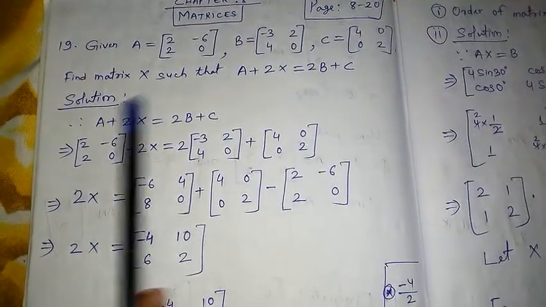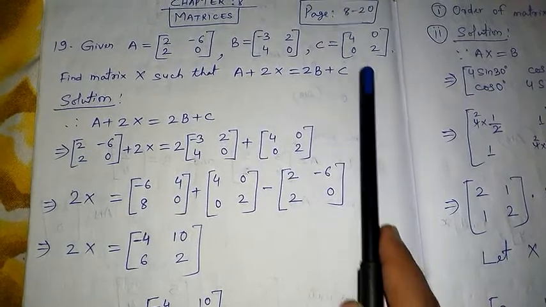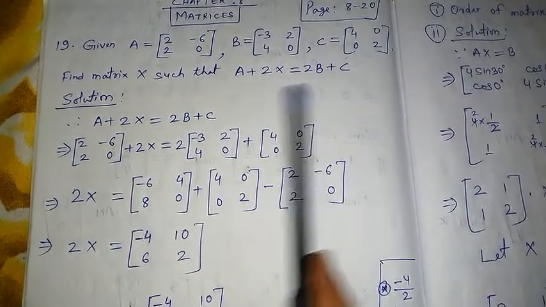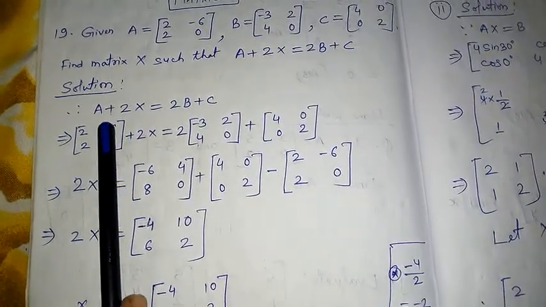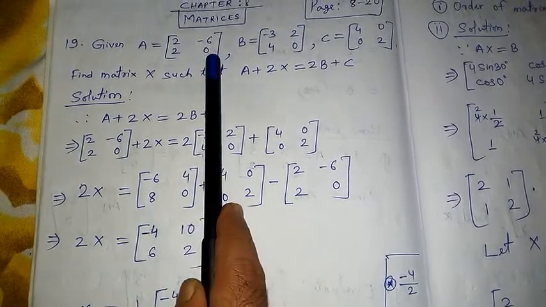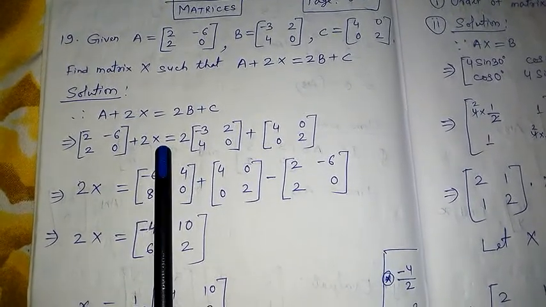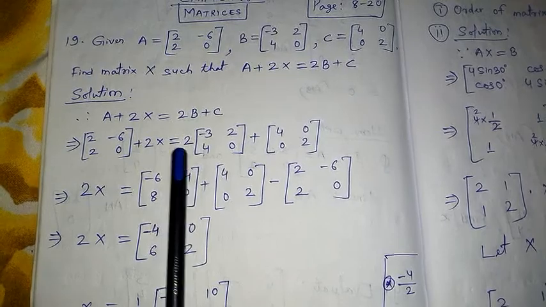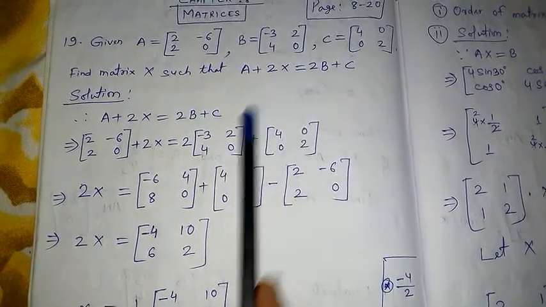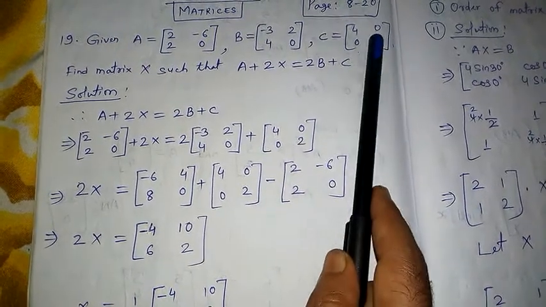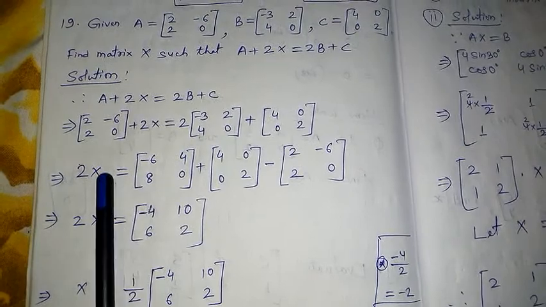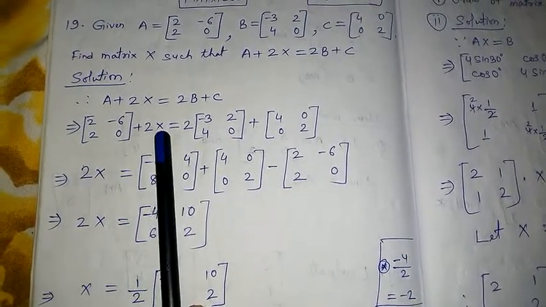So the solution starts here. Same as given in the question, we write A plus 2X equal to 2B plus C, and then we put the respective values of A, B, C here. The value of matrix A we put here, plus 2X, as there is no value of X, we write the same, equal to 2 into the value of matrix B, plus the value of matrix C. Now as you can see, everything is known, only X is unknown.